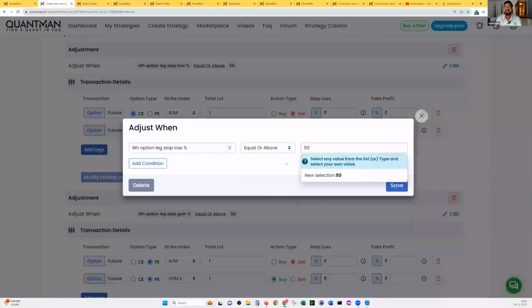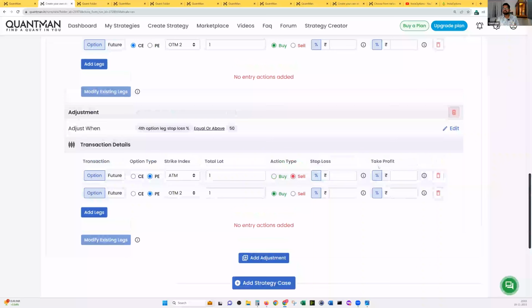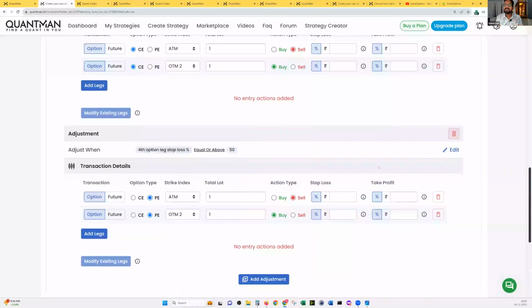See, either way, you can do the adjustment. So these are the combinations. Only these combinations are available in the adjustment part. With these combinations, you can do plenty of research, and then you can configure different sorts of strategies.